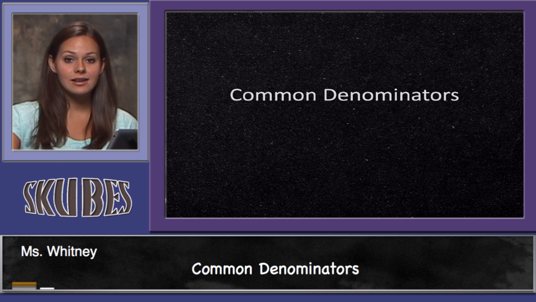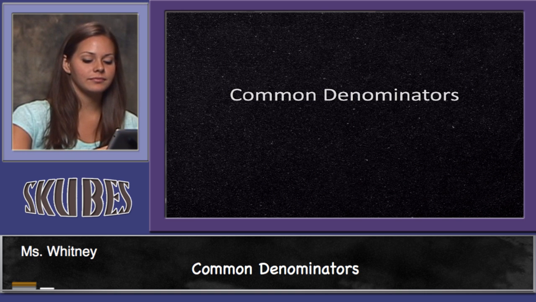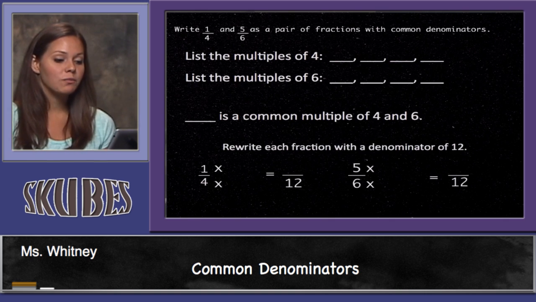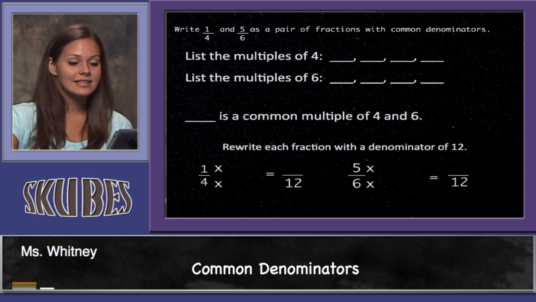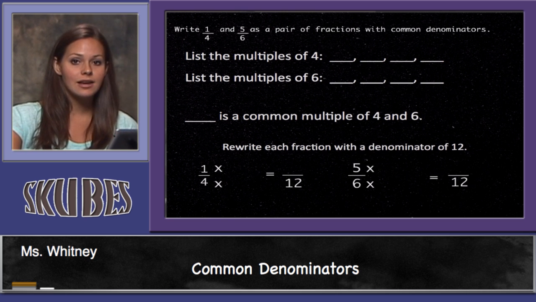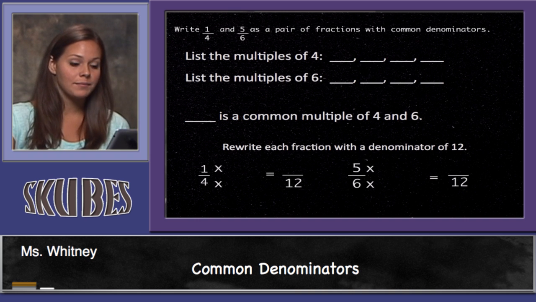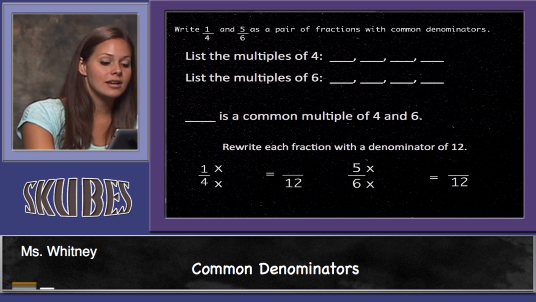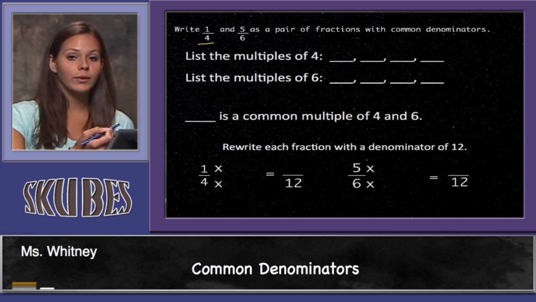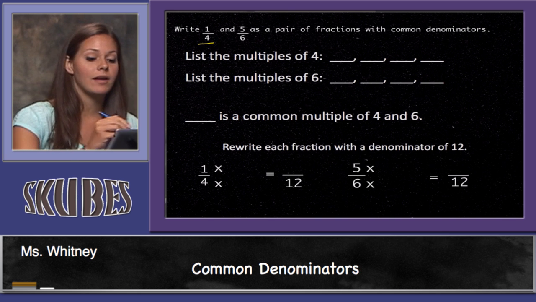Let's talk about common denominators. We want to write 1/4 and 5/6 as a pair of fractions with common denominators. First, we need to list the multiples of each denominator. Let's start with the denominator 4. We're going to list the multiples by counting by 4s.